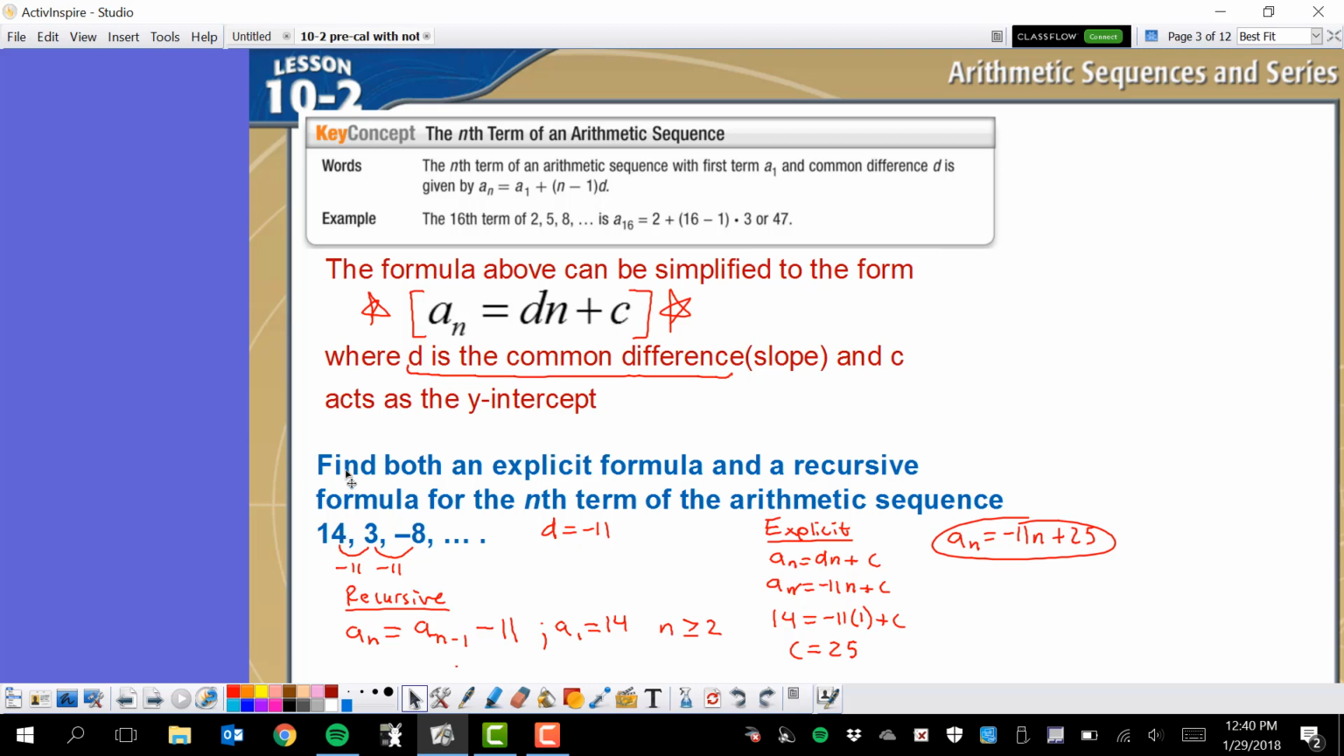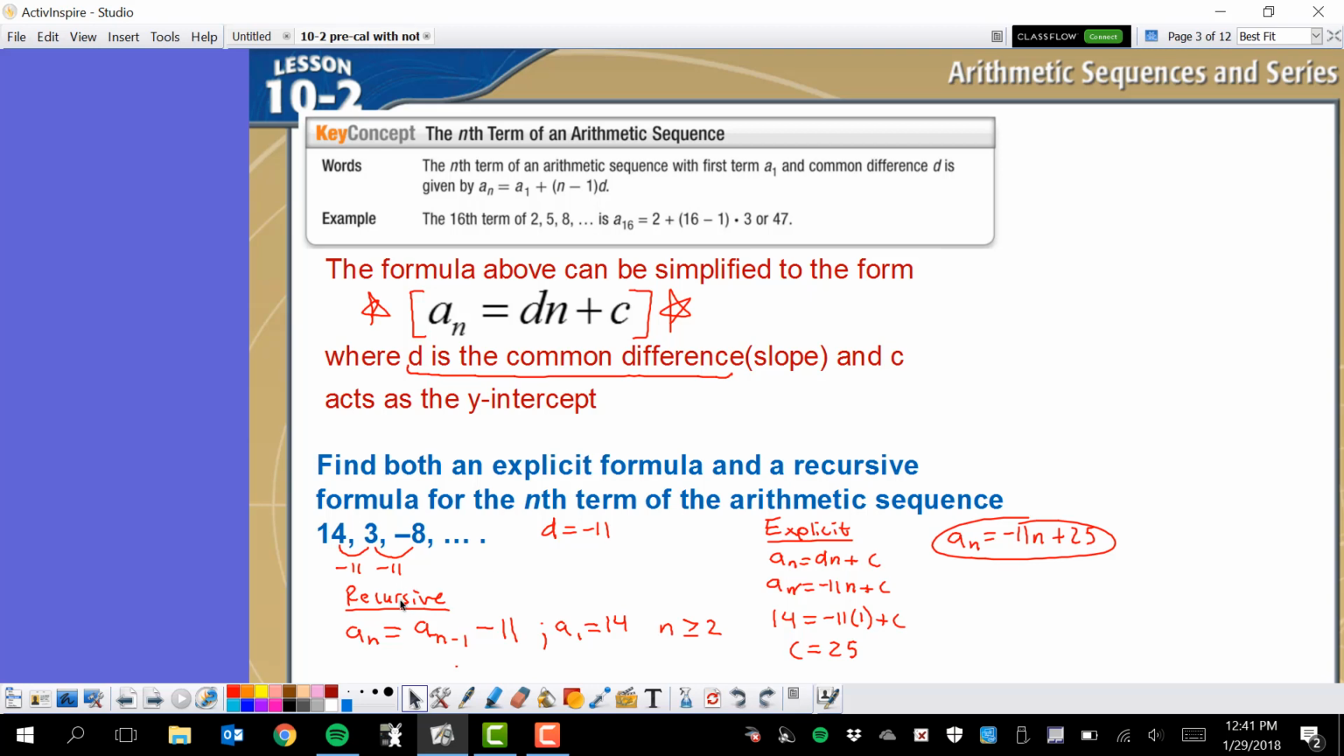So the direction here is to find both an explicit formula and a recursive formula for the nth term of the arithmetic sequence. Here's my sequence: 14, 3, negative 8. The first thing to do is to find the common difference, which is minus 11. So we take the previous term minus 11. My common difference, d, equals negative 11.